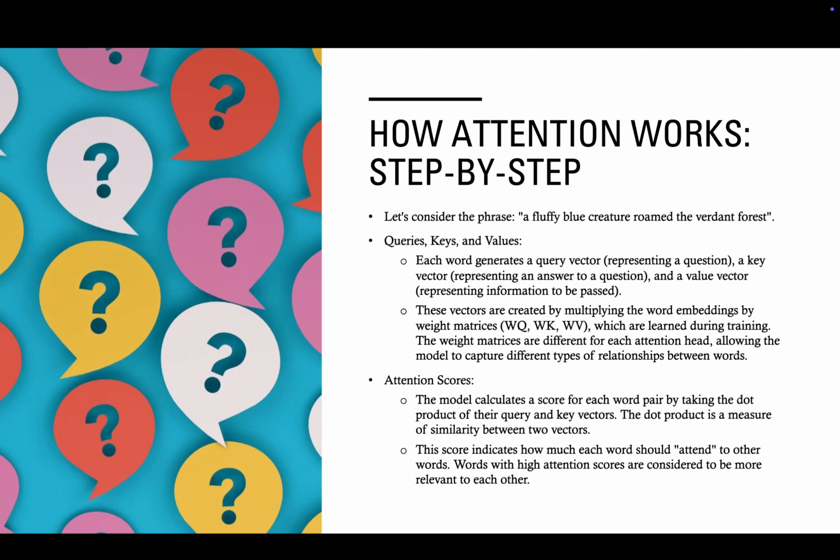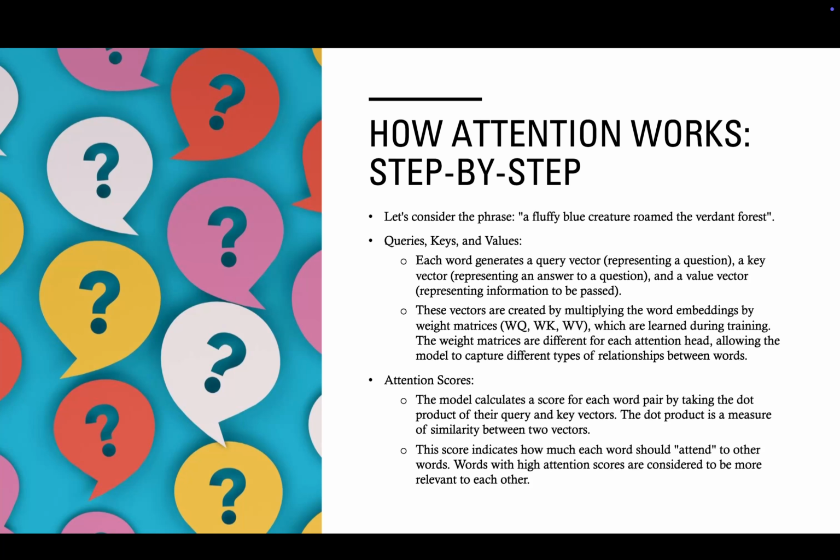The model calculates a score for each word pair by taking the dot product of their query and key vectors. The dot product is a measure of similarity between two vectors. This score indicates how much each word should attend to other words. Words with high attention scores are considered to be more relevant to each other.